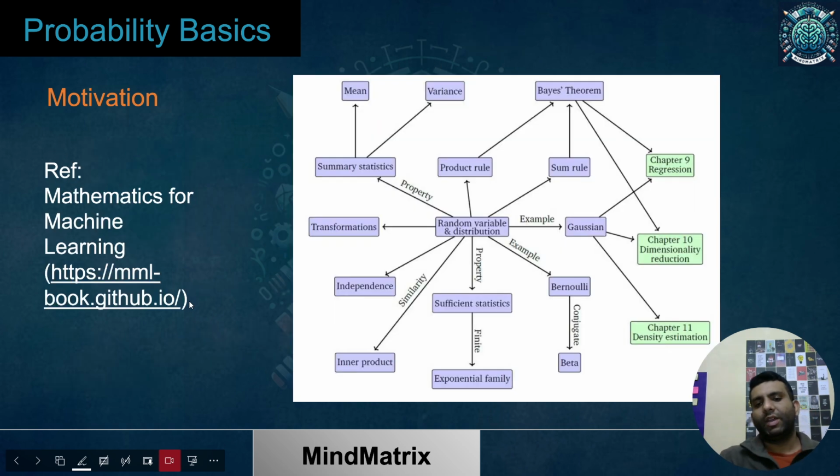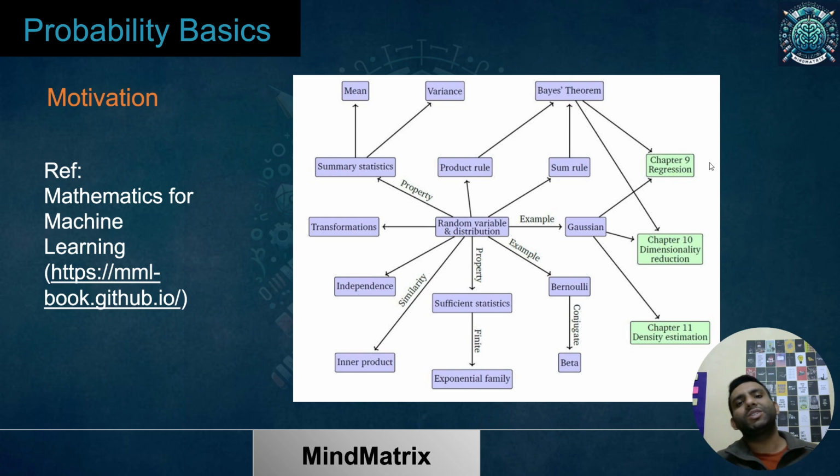So here is a kind of map from one of the reference books, Mathematics for Machine Learning. These green boxes represent concepts being used in this book. These belong to the probability chapter, and over here chapters 9, 10, and 11 represent the machine learning chapters. It is telling us how these concepts are being used in the machine learning chapters.